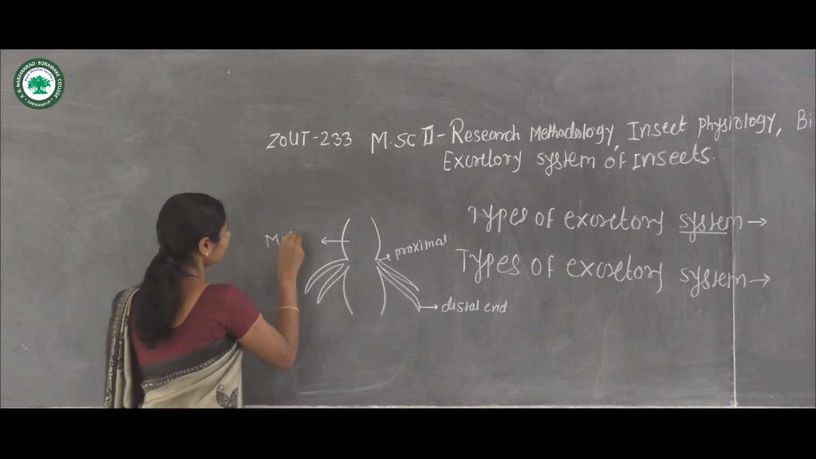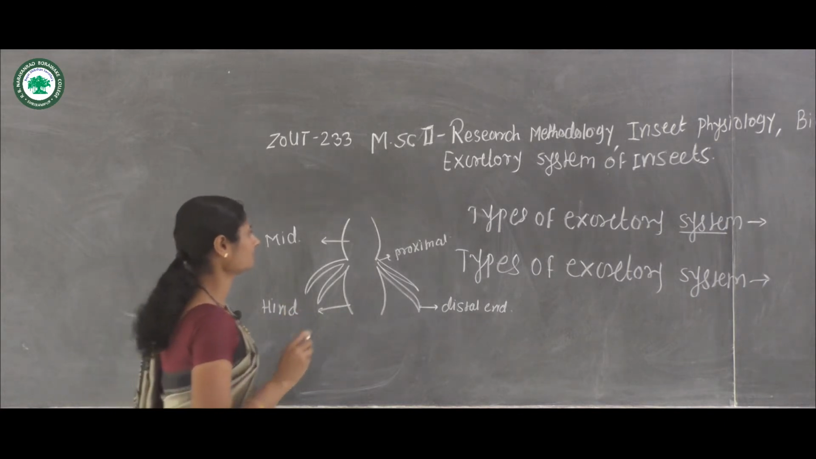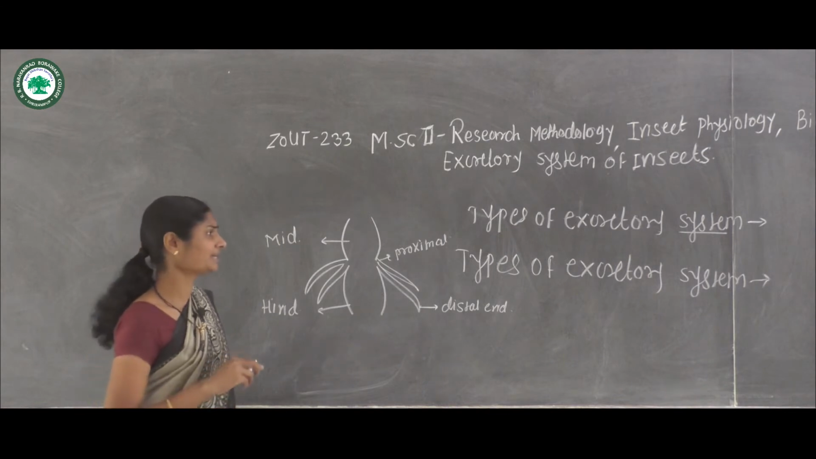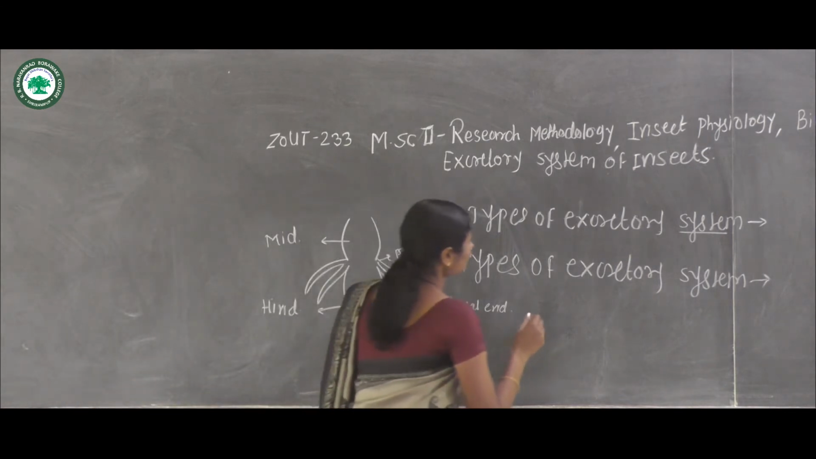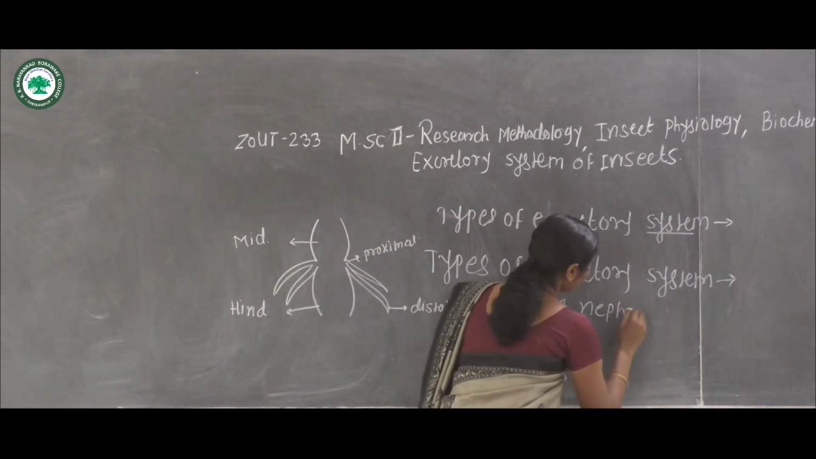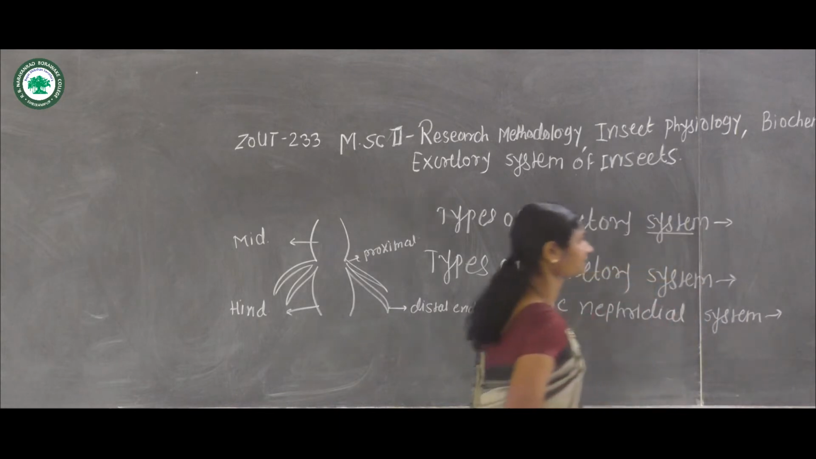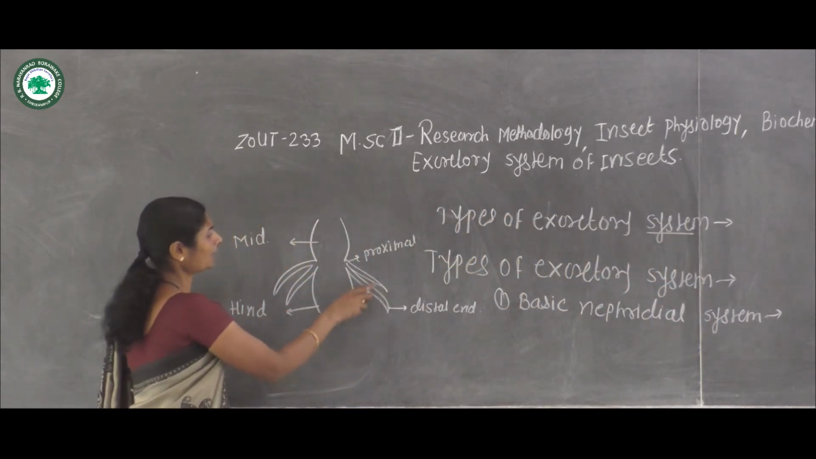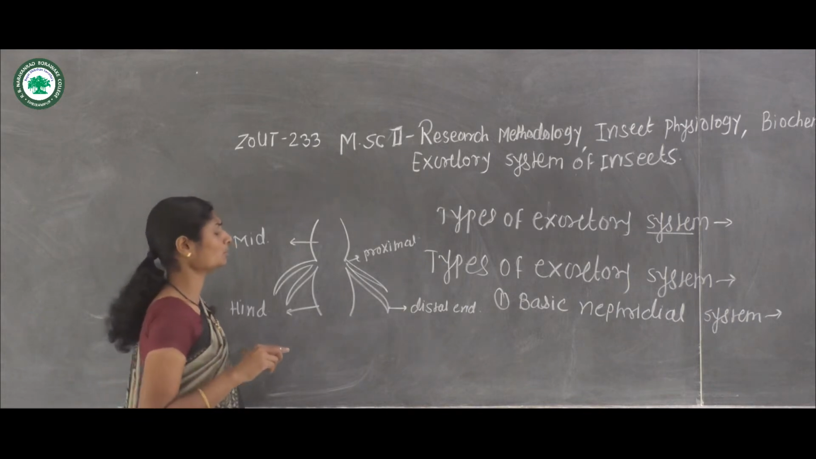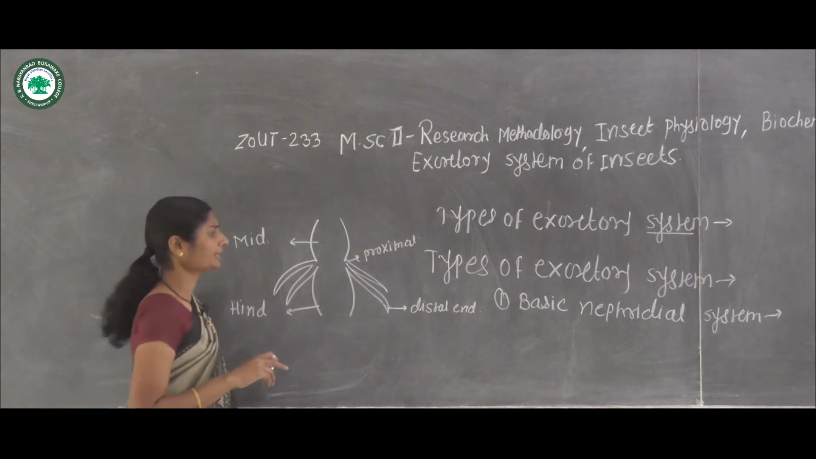This is the midgut, this is the hindgut, and according to the association and dissociation of the Malpighian distal ends, there are two types of excretory system. First is the basic nephridial system. In some insects, the distal ends of the Malpighian tubules are bathed in the hemolymph or hemocoel.